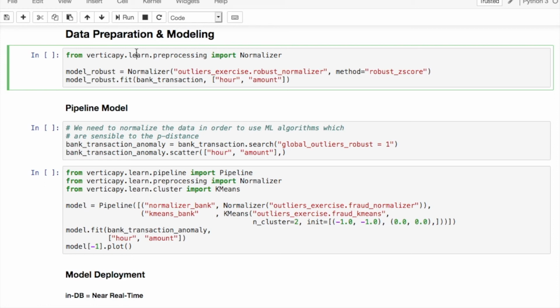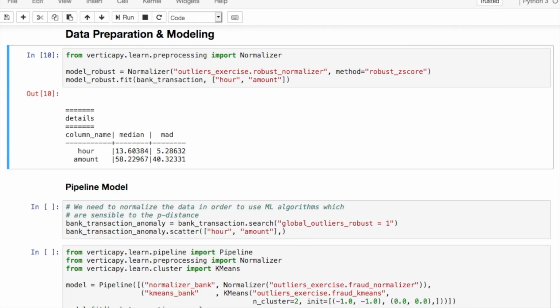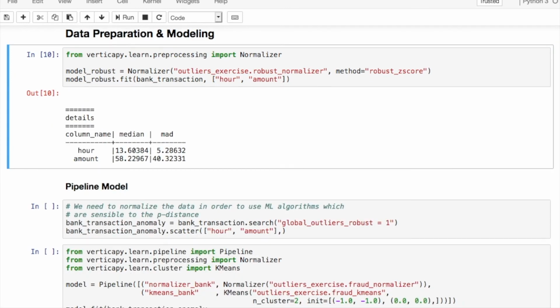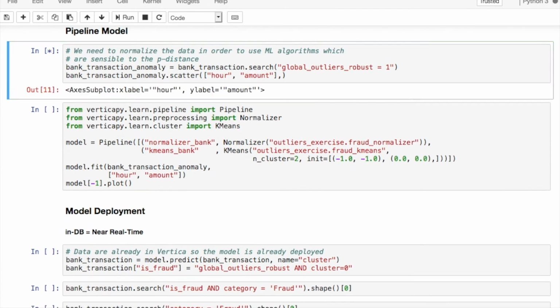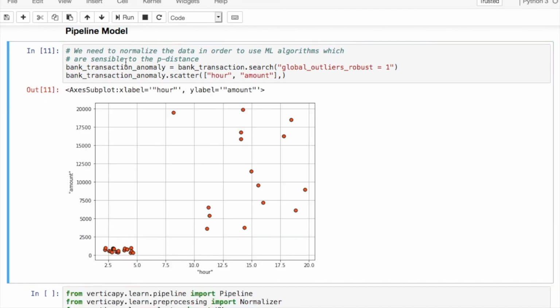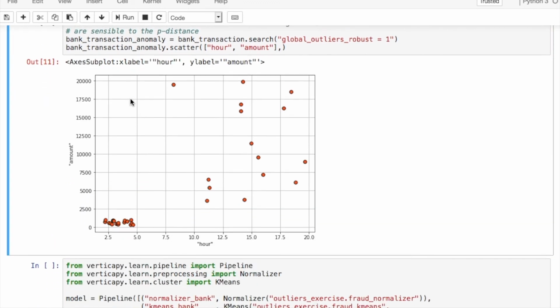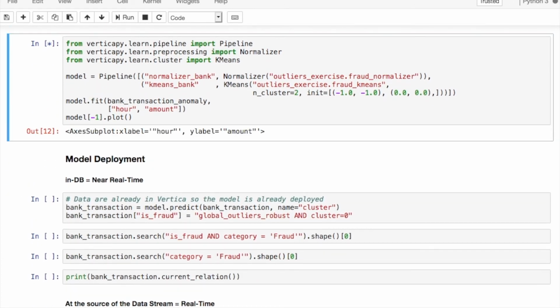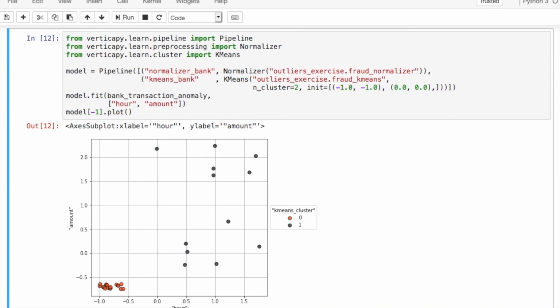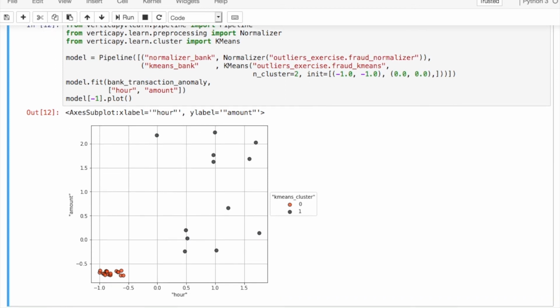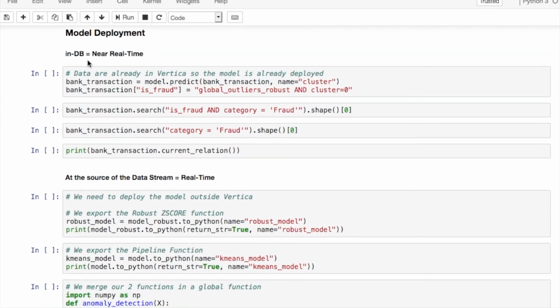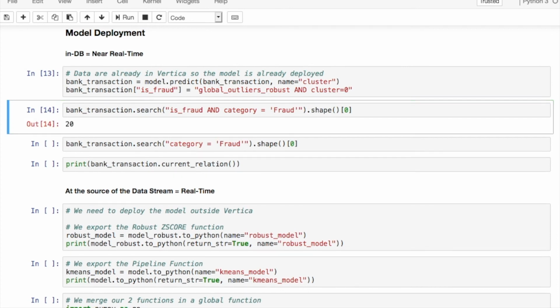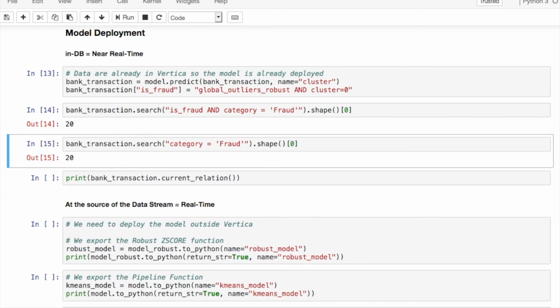That's why we need to name them. We can fit the model. We can filter regular transactions which are easily detectable using Robust score, and create a pipeline model which will combine the min-max normalizer and the KMeans models. Pipelines allow to combine multiple models and thus simplifying training and deployment phases. We can verify if we caught all the fraudulent transactions. We have 20 fraudulent transactions, and we caught 20.